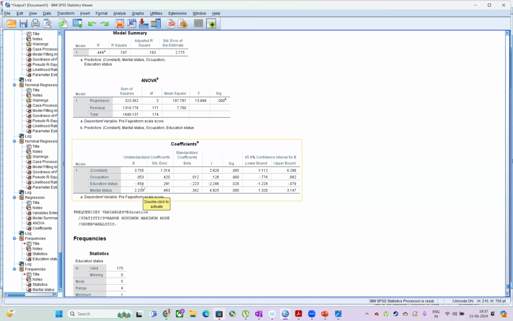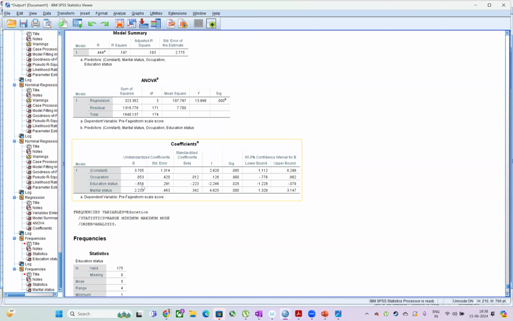In case of educational status, you have 5 categories. Ideally, in the regression model, the highest number will be taken as the reference category. So each unit change from illiterate to primary, from primary to higher secondary, from higher secondary to high school, sorry, from high school to higher secondary, that change will have a 0.6 decrease in the score.